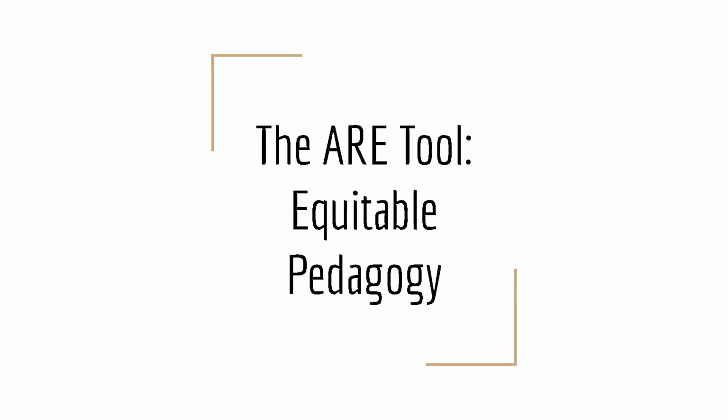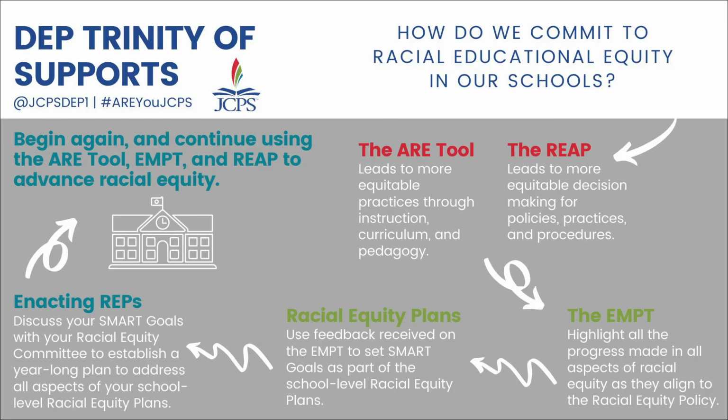Today, we will be covering the fourth component of the Affirming Racial Equity tool, which is Equitable Pedagogy. It is important to understand that within the larger framework of racial equity within Jefferson County Public Schools, the Affirming Racial Equity, or AR tool, is one of the central resources available to JCPS employees seeking to ensure our schools are actively pursuing racially equitable education for all students.